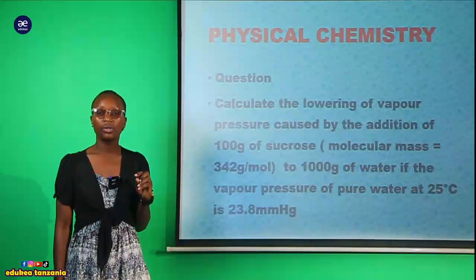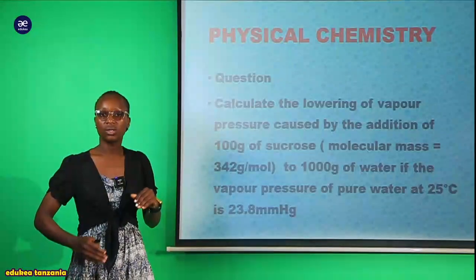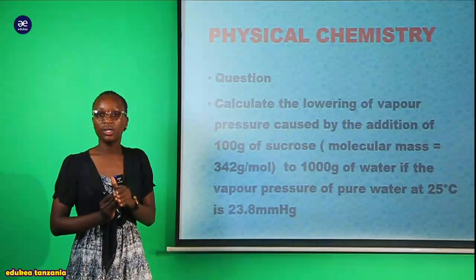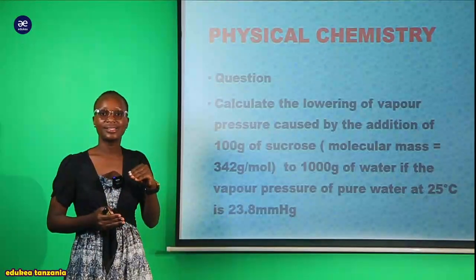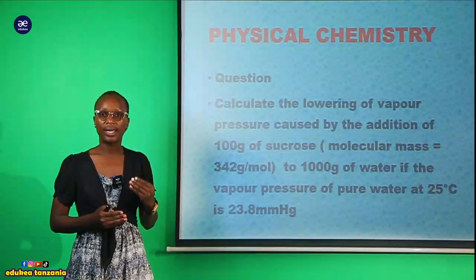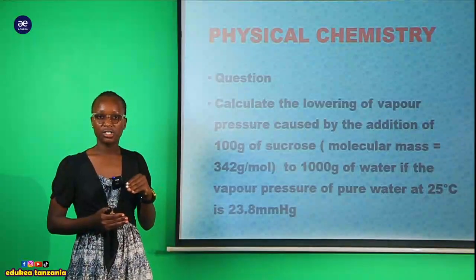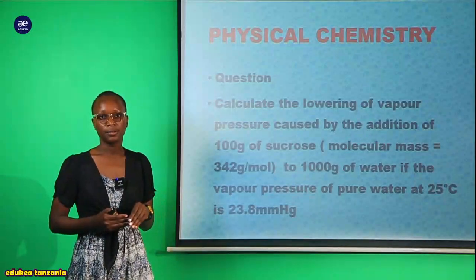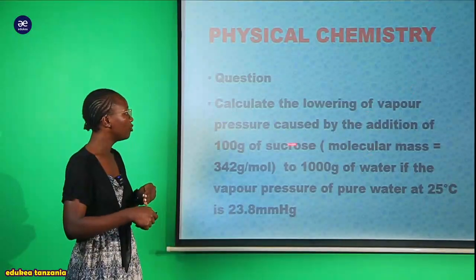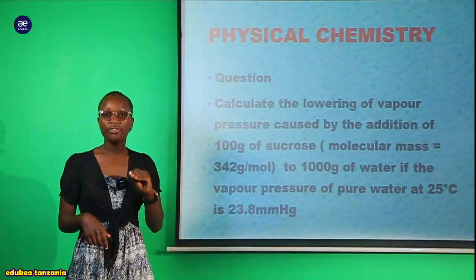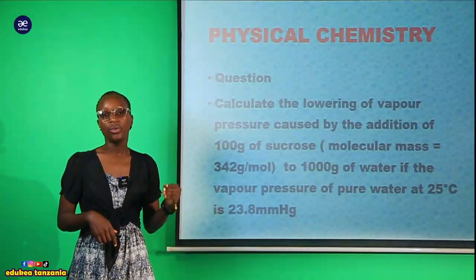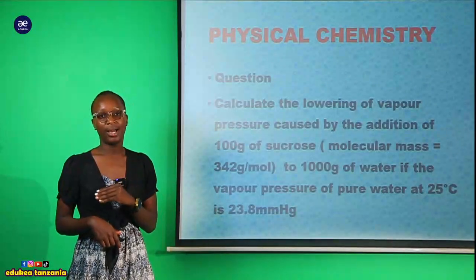Now you have the first responsibility to interpret the question. You are required to interpret your question, analyze the data, write down the data given, and after that know what you are required to find. What are the requirements? Here you are required to calculate the lowering of vapor pressure. So if you are required to calculate the lowering of vapor pressure, simply you will go through that formula.